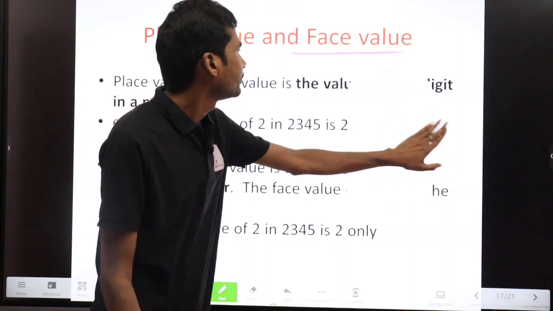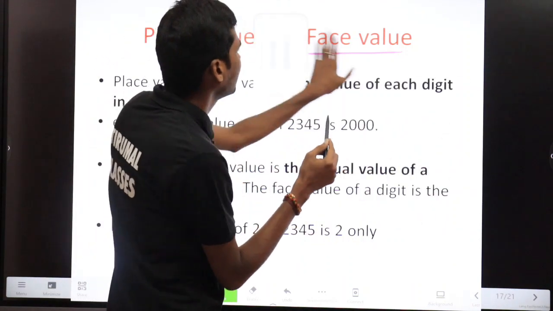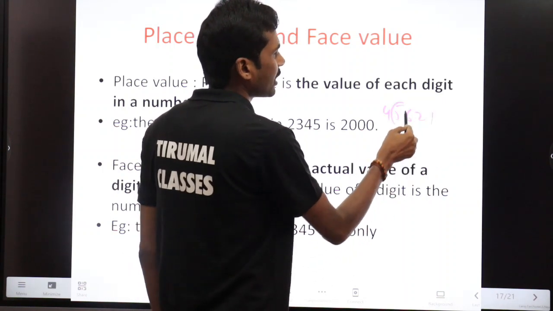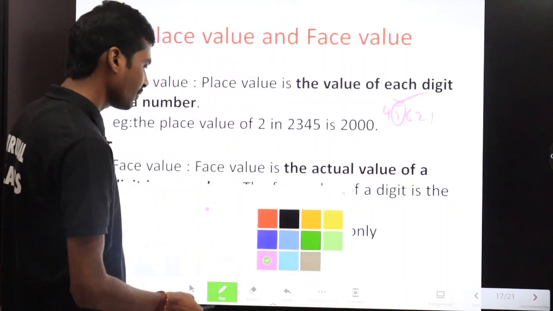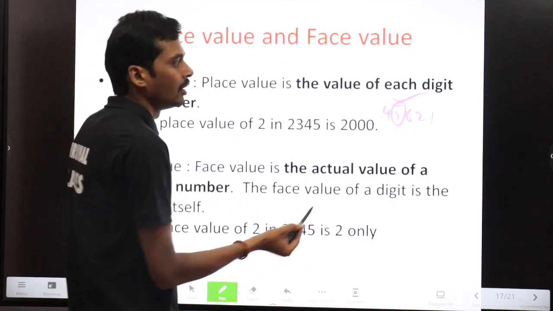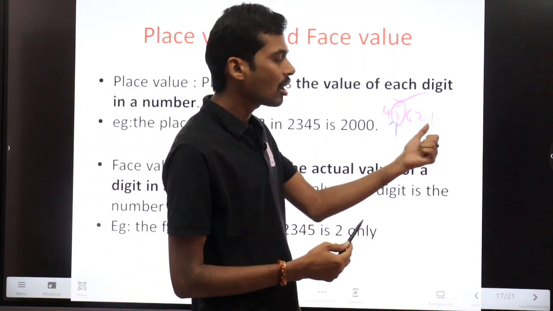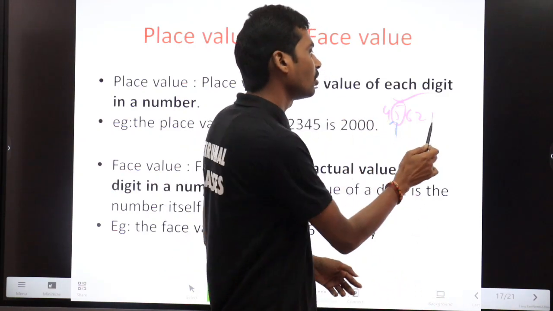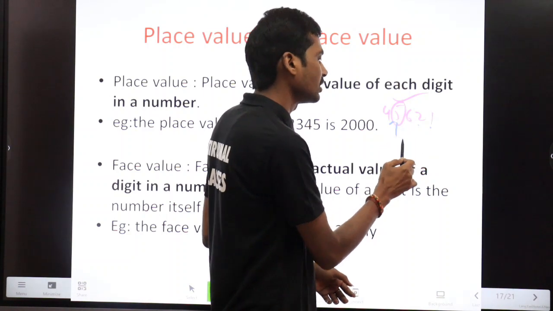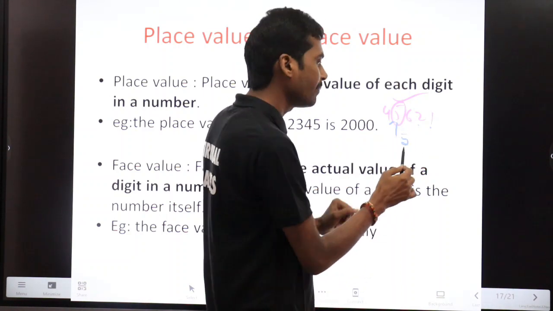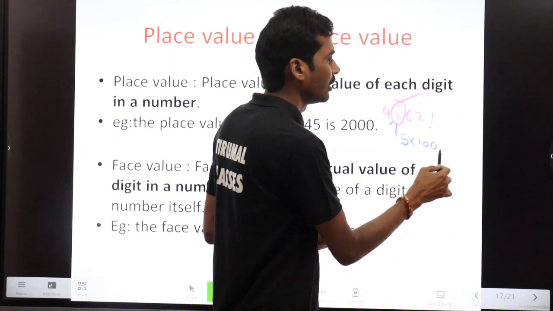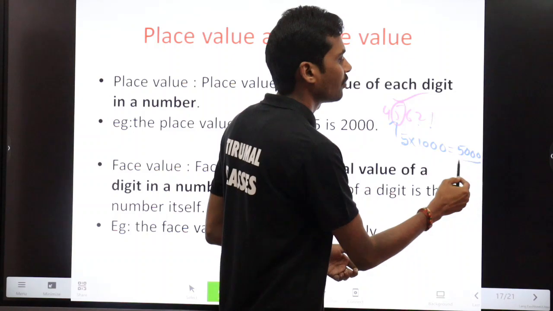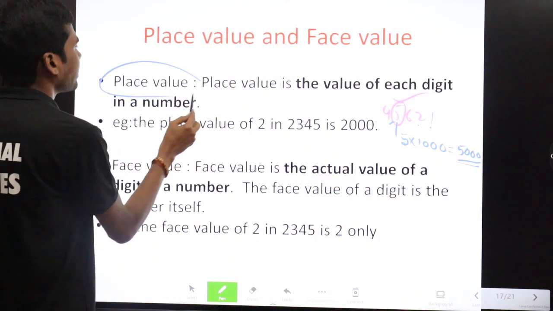Okay. Suppose in the number 45621, what is the place value of 5? Suppose I ask you what is the place value of 5. So first you have to see at which position that particular digit is. So this is unit, tens, hundreds and thousands. At which place is 5? It is at the thousands place. So 5 into 1000 is what? 5000. So the answer is 5000. So this is what place value means.